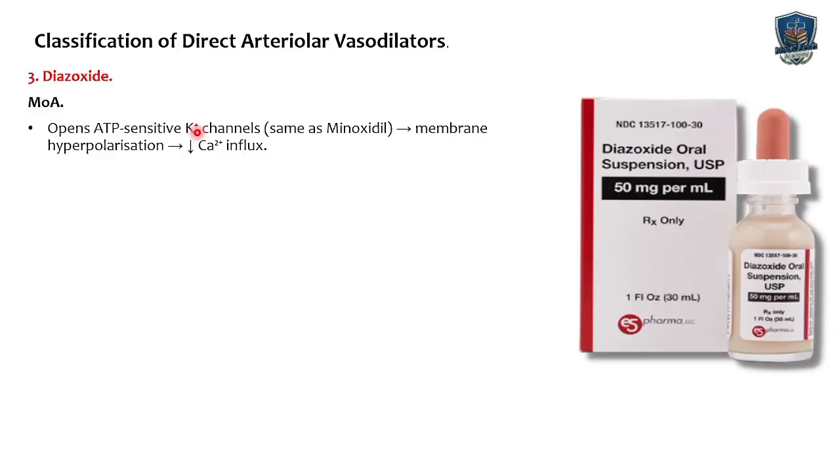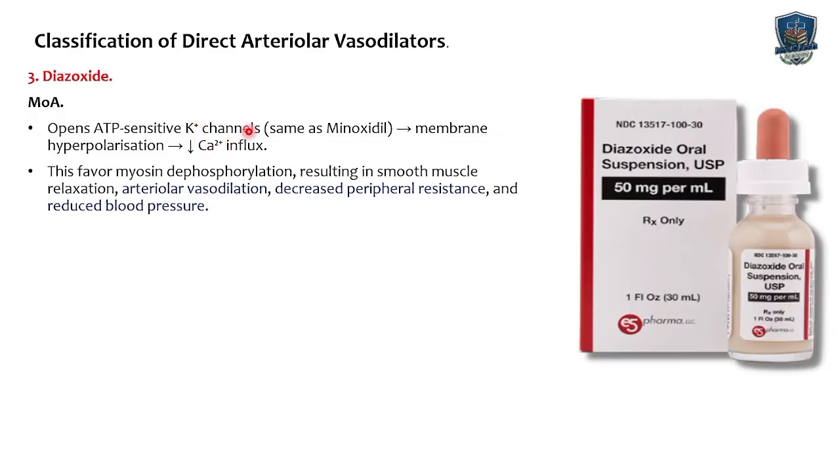The potassium will leave the vascular smooth muscle cell, and when the potassium leaves, there will be a decrease in the positive charge. There will be membrane hyperpolarization. Membrane hyperpolarization will close the L-type voltage calcium channels, and that will decrease the calcium influx, as you can see here. So when this happens, there will be myosin dephosphorylation. Obviously, the myosin and actin will be disconnected, leading to relaxation. Arterial vasodilation automatically decreases peripheral resistance and decreases blood pressure. So once you understand the formula of blood pressure, you can easily understand how these drugs work.